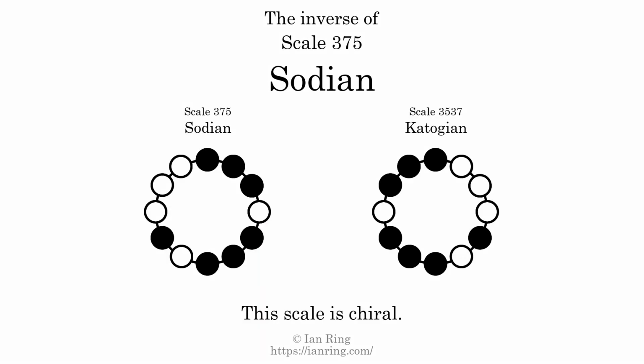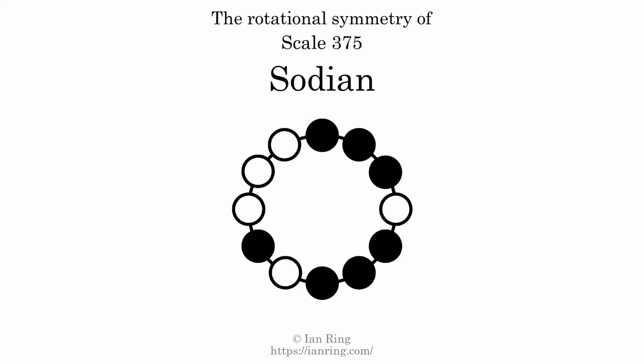The inverse of a scale is a mirror image. It is what you get when the sequence of intervals is reversed. The inverse of this scale is scale 3537, also known as catogen. This scale is chiral. It cannot transform into its inverse by rotational transformation. This scale has no rotational symmetry.